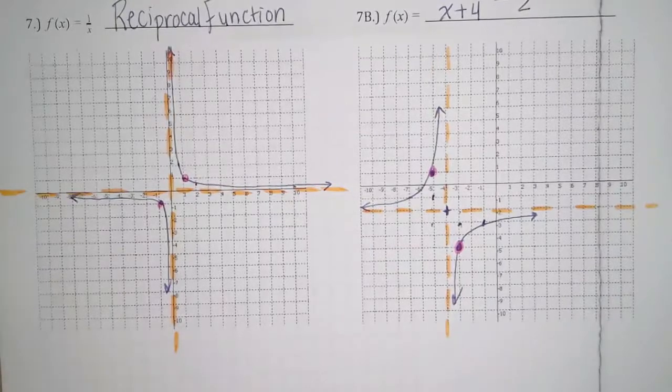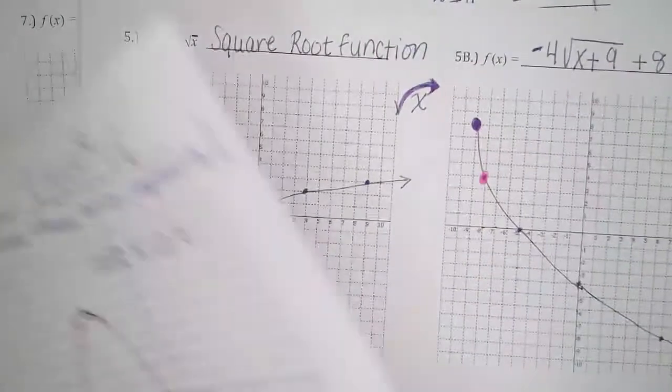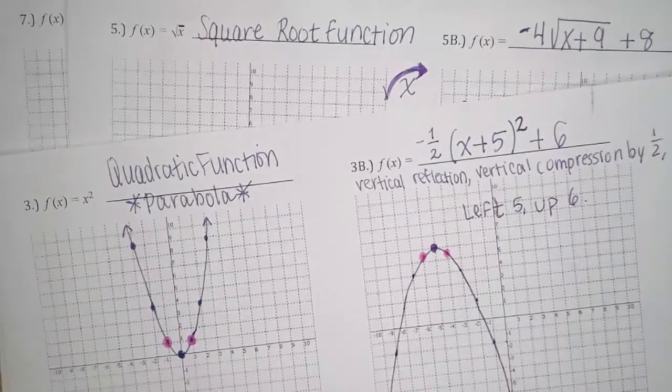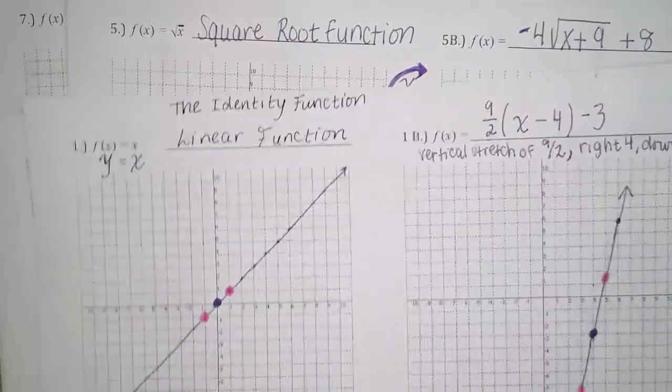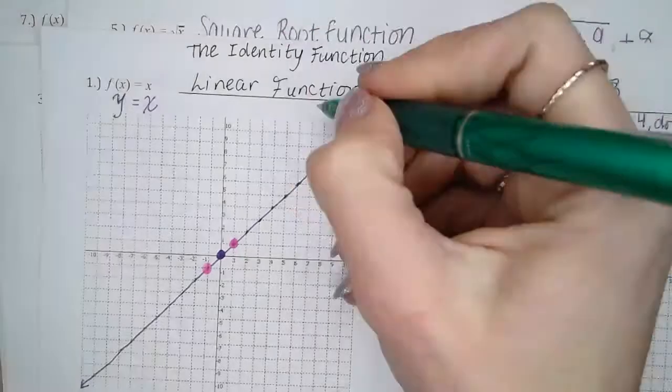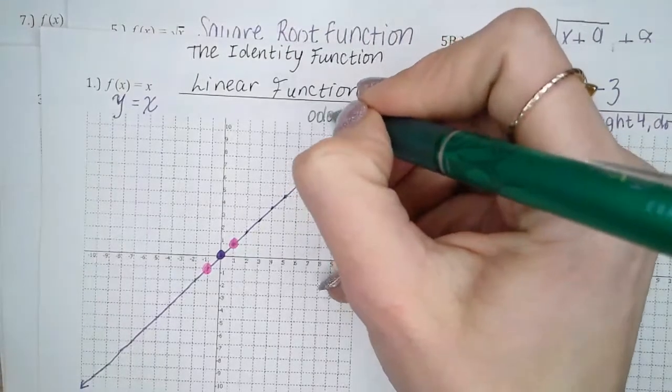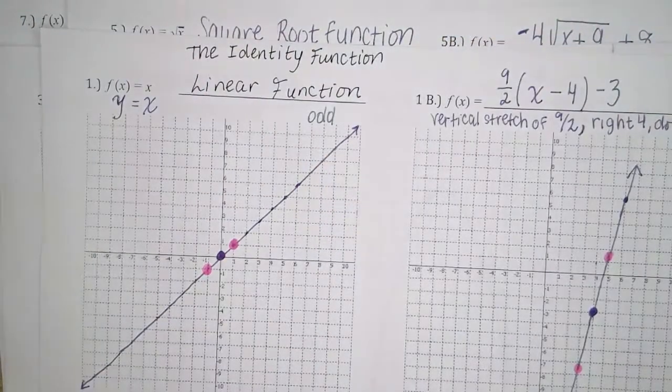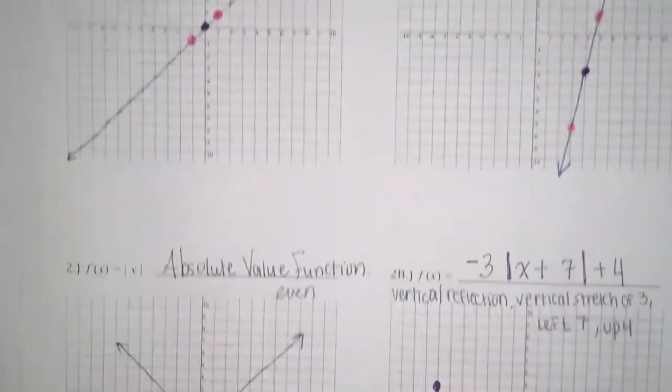So make sure I got everything. Yeah, so from the top, I'm just going to go through them with a different pen, and I'm just going to mark them all as even or odd, and we will expand on that later. Just the parent function, not the transformed one. So this is an odd function. This is even underneath it.